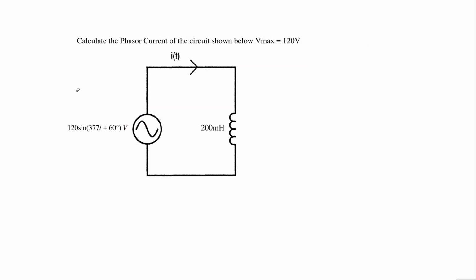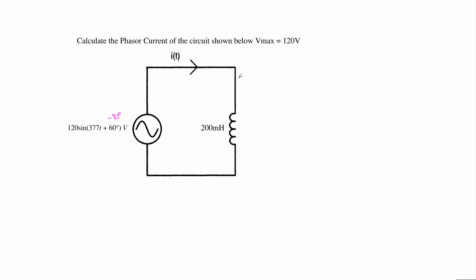For this problem, we are asked to calculate the phasor current of the circuit shown below. Now, it is important to recognize that this circuit is still in the time domain. We will need to convert to the corresponding phasor domain in order to solve. Starting with the voltage source, I see that we have a sinusoidal function. Now, this is not our standard form. We will need to convert this to a cosine function.